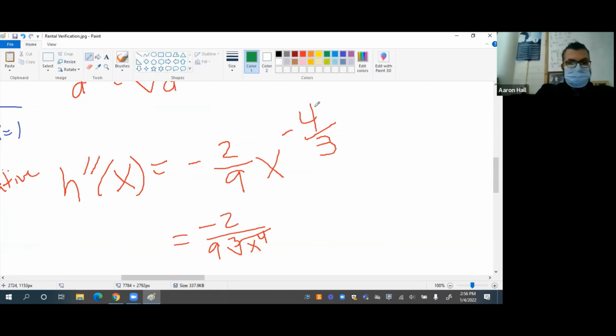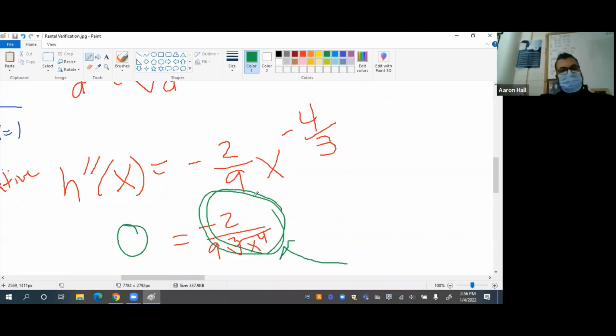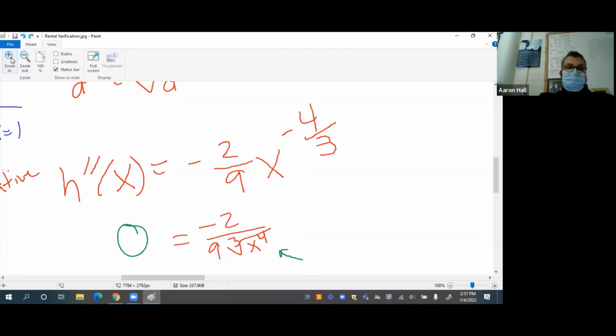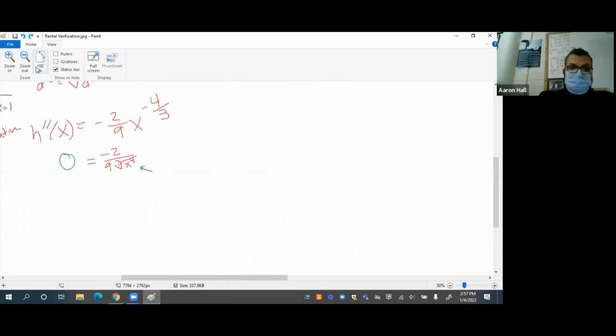We need to set this to 0. This is our second derivative. What's an x value that will give me 0 over here? So there's no value, right? There's no x value that I can plug in here that will give me 0 equals 0. But if I plug in x is 0, it becomes undefined. Because it's undefined, it becomes a critical point. So we still have this 0 here.